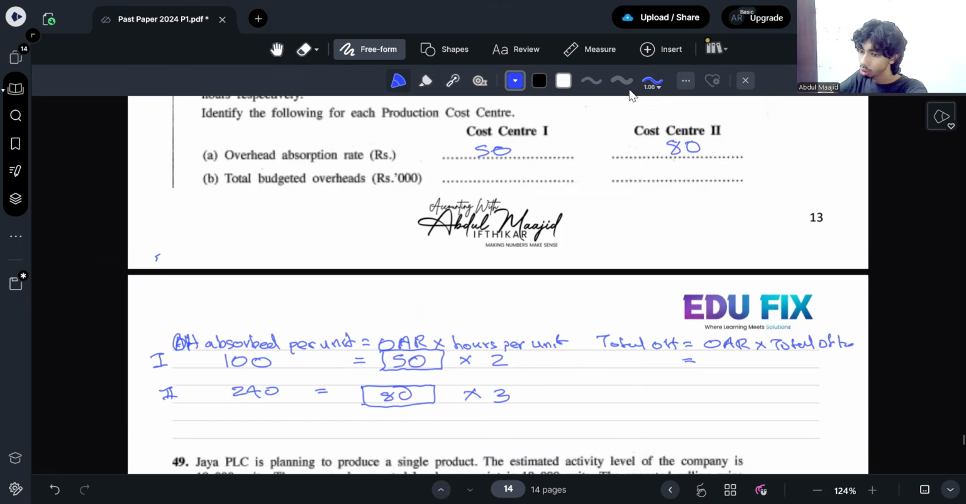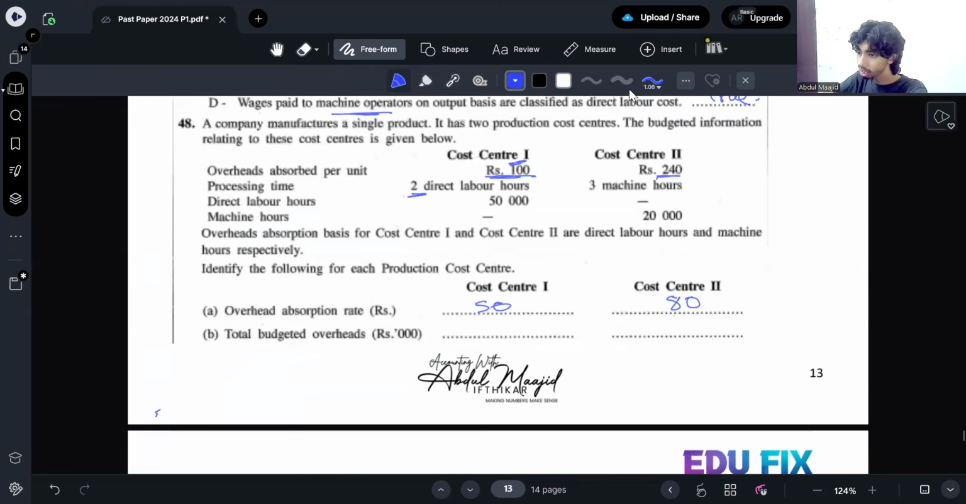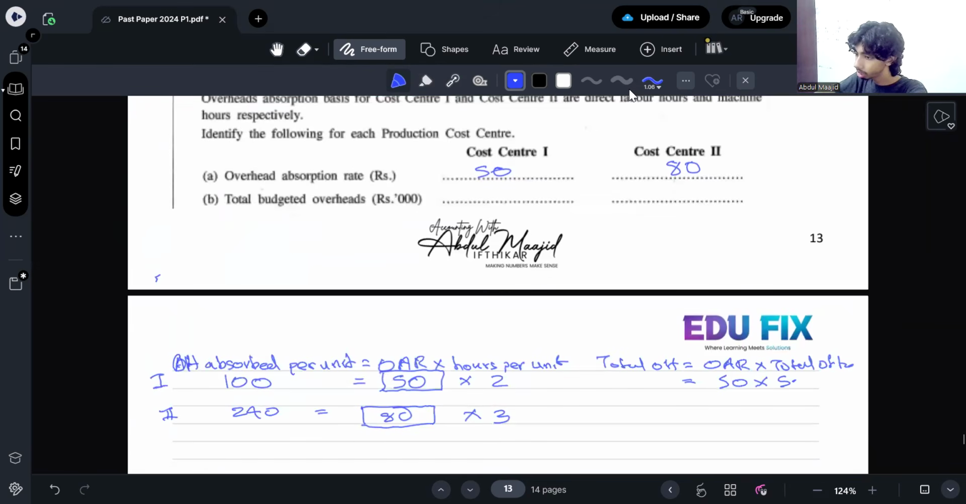Okay. See here, OAR of the cost center one we found as 50 into the total hours spent in the cost center one is 50,000 machine hours. For 1 hour, the OAR is 50. Then the total overheads of the cost center one will be 50,000 into 50. That is 2,500,000. So you can hear they're saying to write in thousands, 2,500.